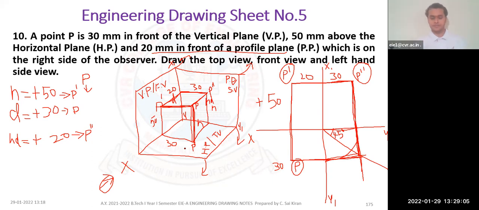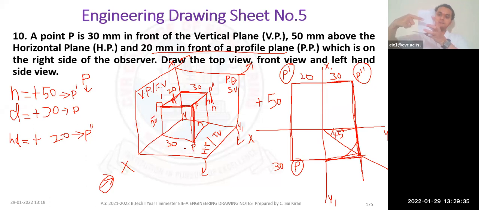Look at the video. So this is your point, and this is your front view. You are seeing this is the front view, this is the top view, and this is the side view. The point is somewhere here. As per the problem, it is 50 mm above the horizontal plane, 30 mm in front of the vertical plane, and 20 mm in front of the profile plane.